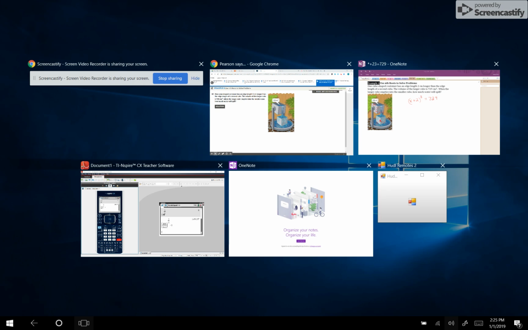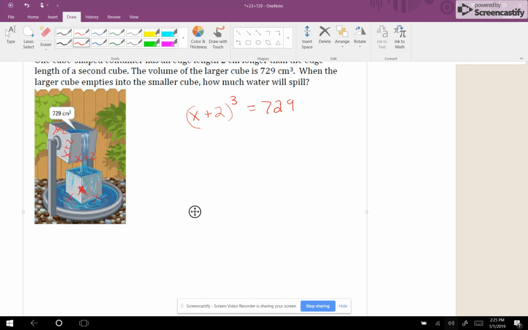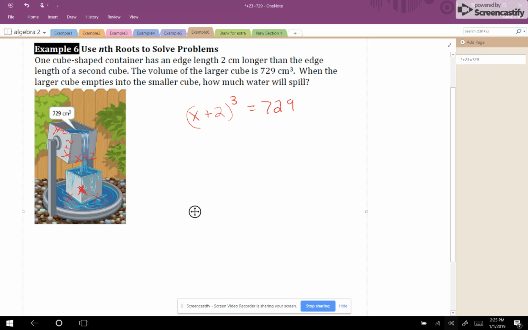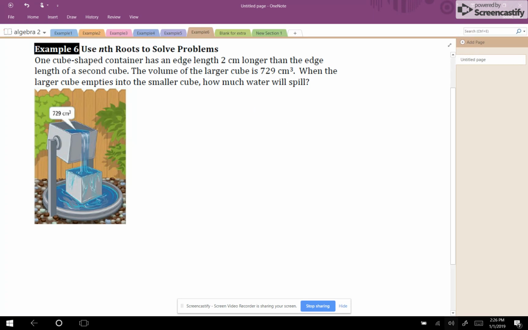All right, we are in our last example now, example 6. And I started doodling. Sorry, I'm gonna redo this here so you guys can see it.